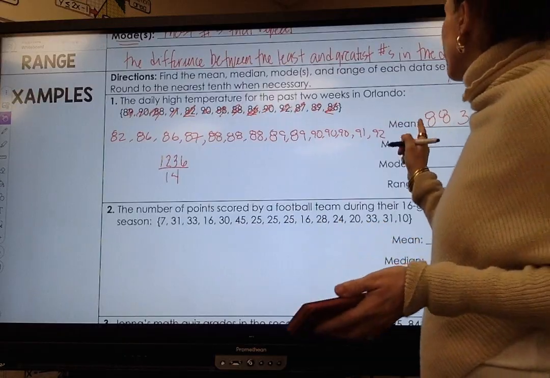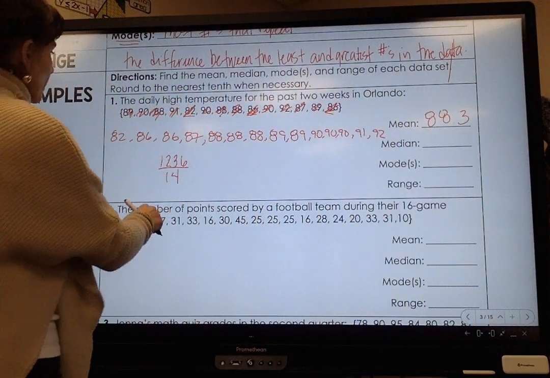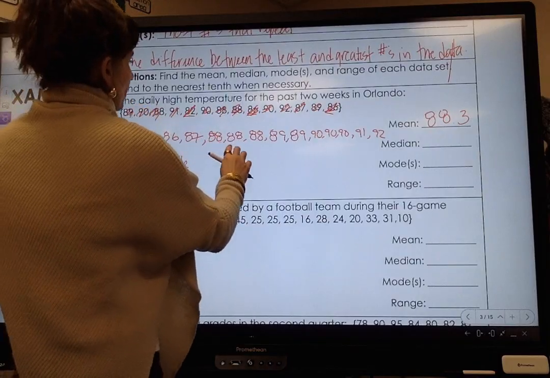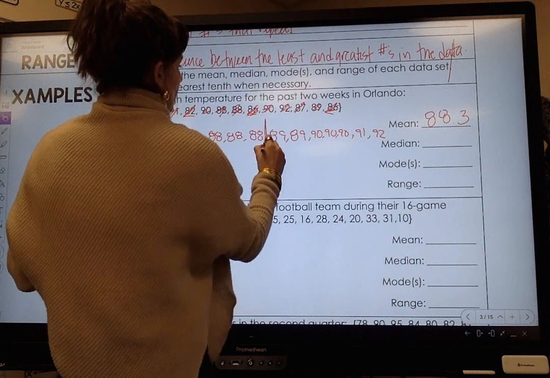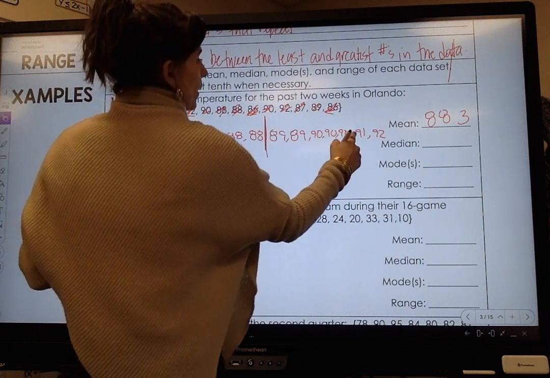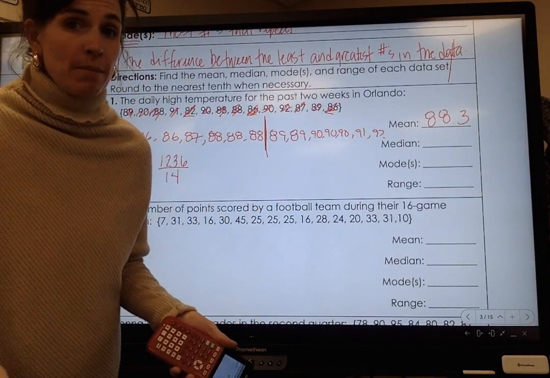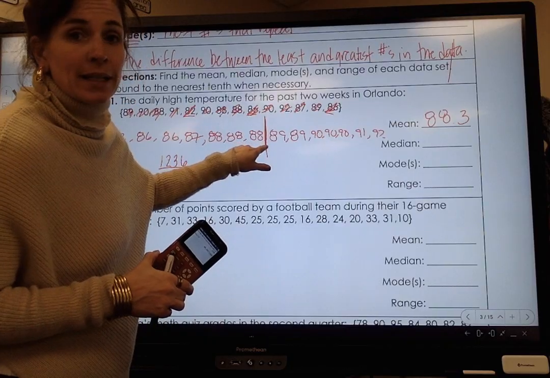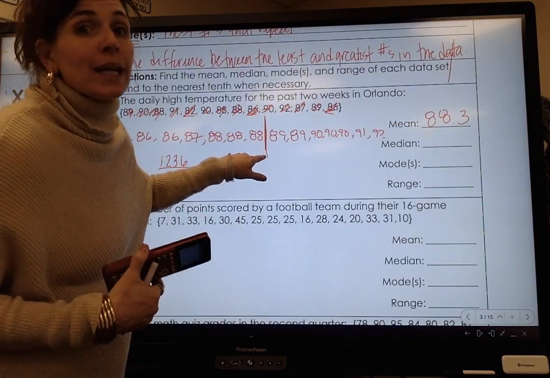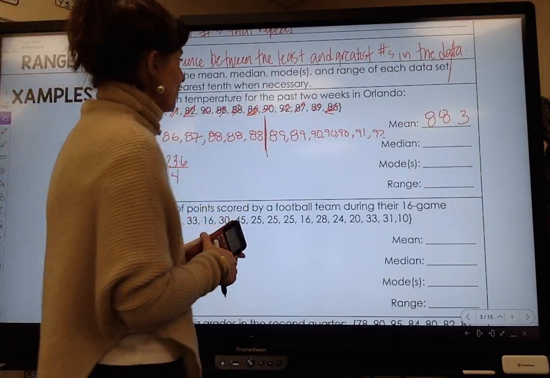Okay? The median is smack dab in the middle. So if there are 14 points, there should be 7 over here and 7 over here. So when it's an even number, you need to find smack dab in the middle of 88 and 89, right? So what is between 88 and 89? Well, it's 88.5.